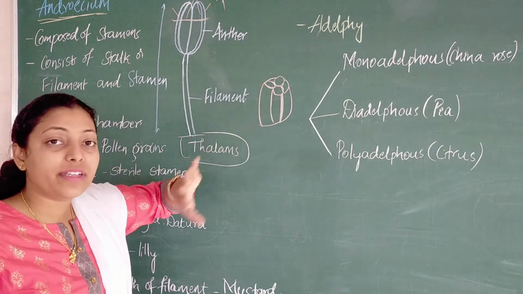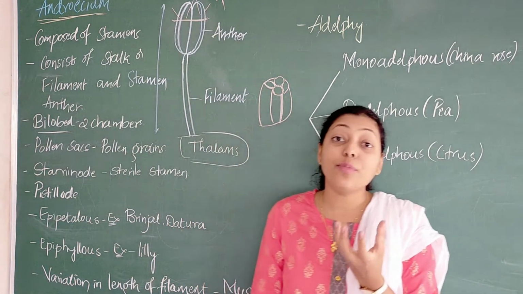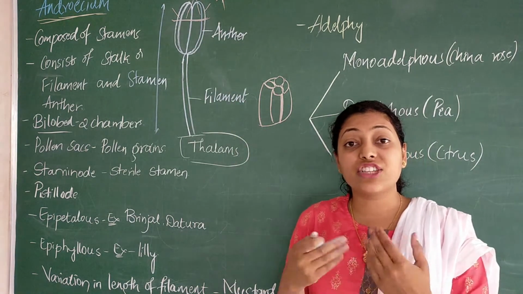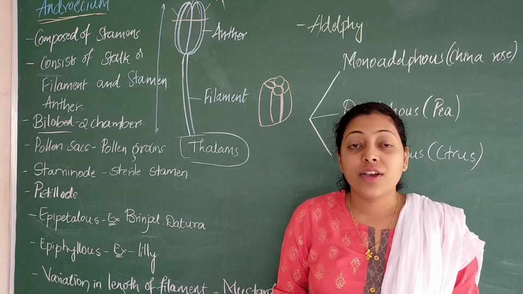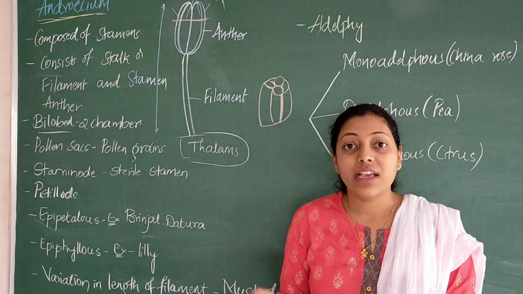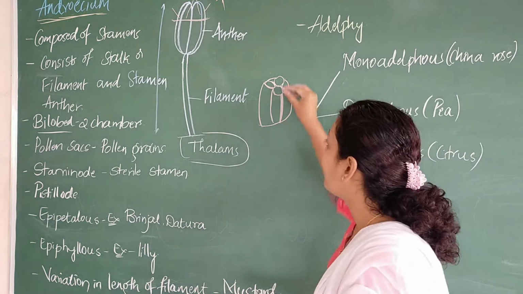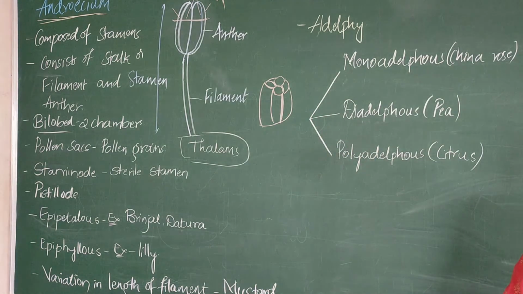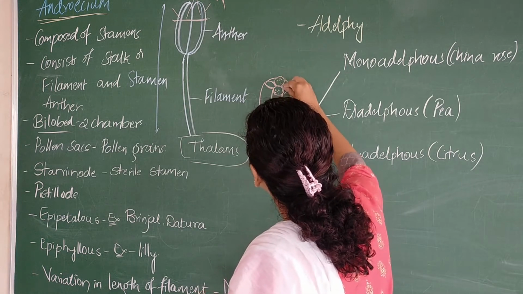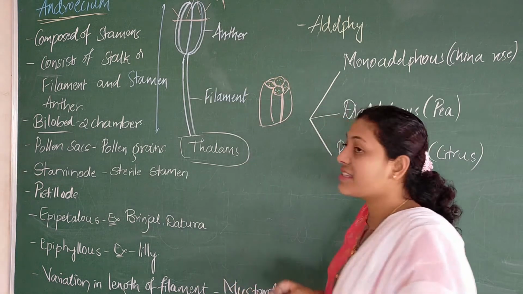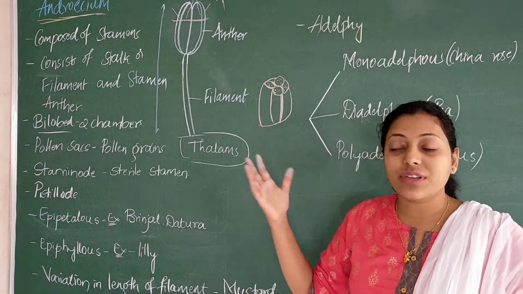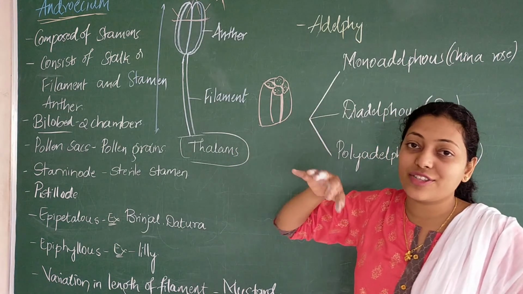So these 4 chambers we can call pollen sacs. Chambers are nothing but sacs. With respect to androecium, these are called pollen sacs because they consist of pollen grains in them. Okay, this is the cross section. When you take a cross section of an anther, you can see that these are the structures present in the anther.